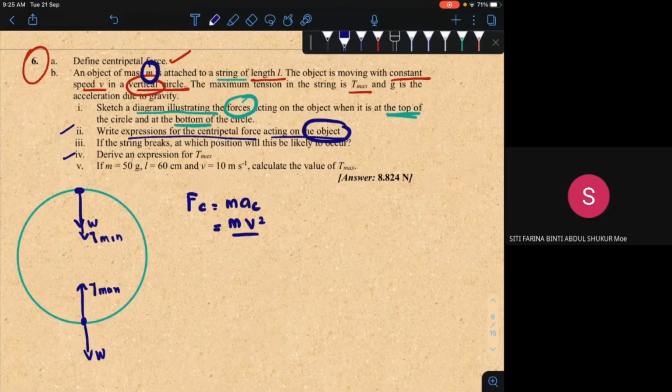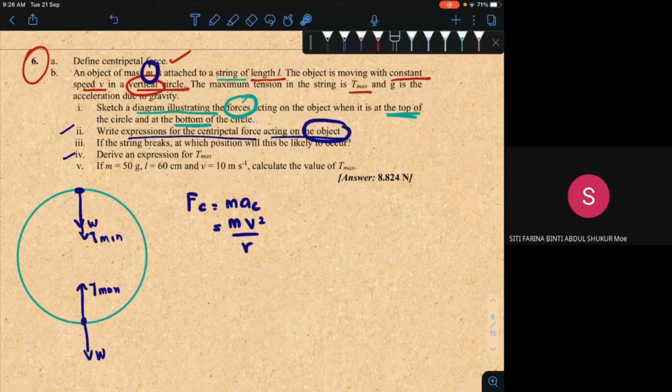R. Kenapa kita kembangkan? Sebab dalam soalan dia kata object is moving with a constant speed V. Maksudnya dia tak guna perkataan pasal centripetal acceleration, dia relate objek kamu mempunyai kelajuan V. So since the question asks to express on the object, you know the velocity, so kita kembangkan.